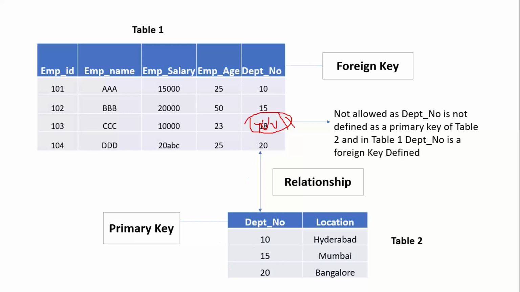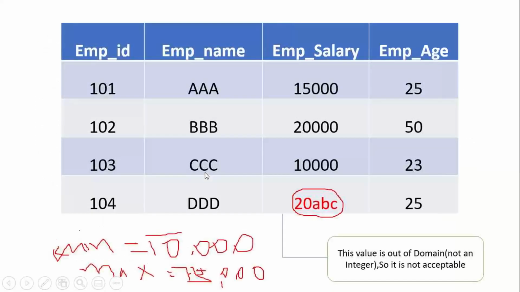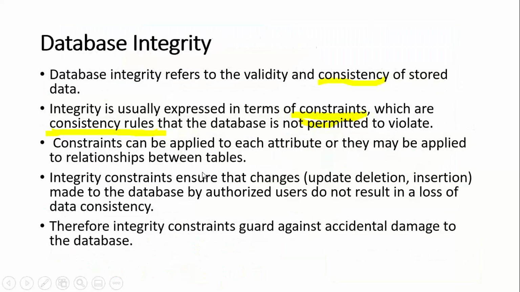But if you try to assign a value here which is not there in the department table, then it is not following the referential integrity and it will not take the value itself. It will not allow you to enter the value. So this is about your referential integrity, and entity integrity, domain integrity.